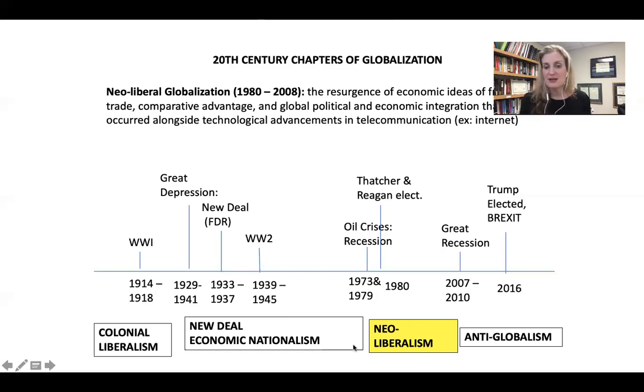This is different than neoliberalism. Keynesianism is different than neoliberalism because this is a resurgence of the ideas of free trade, invisible hand, get the state out of the market.